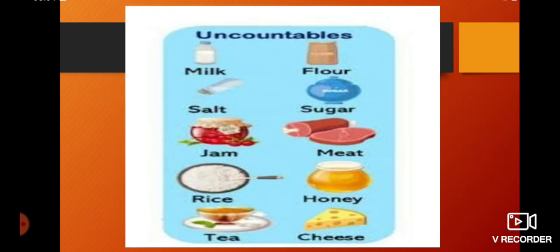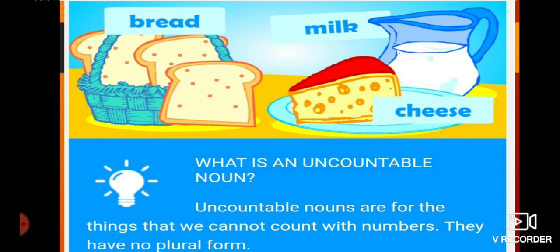Look at a few more examples. Milk, salt, jam, rice, tea, flour, sugar, meat, honey, cheese. All are uncountable nouns. Now look at the picture. There is some bread in the basket, cheese on the plate and milk in the jug. We cannot count bread itself, but we can count the slices of bread. We cannot count cheese, but we can count pieces of cheese. Similarly, we cannot count milk, but we can count jugs of milk.